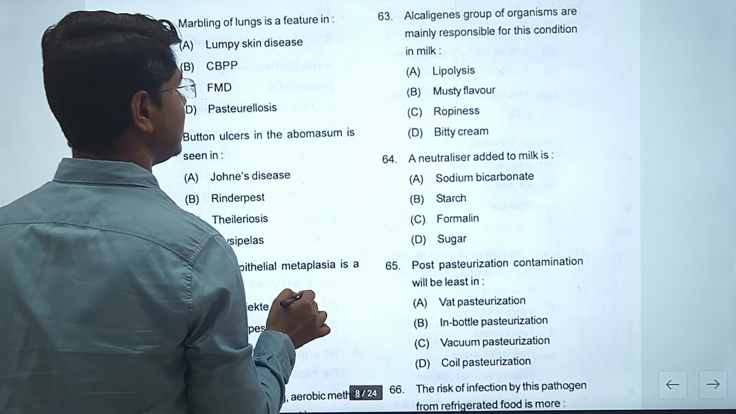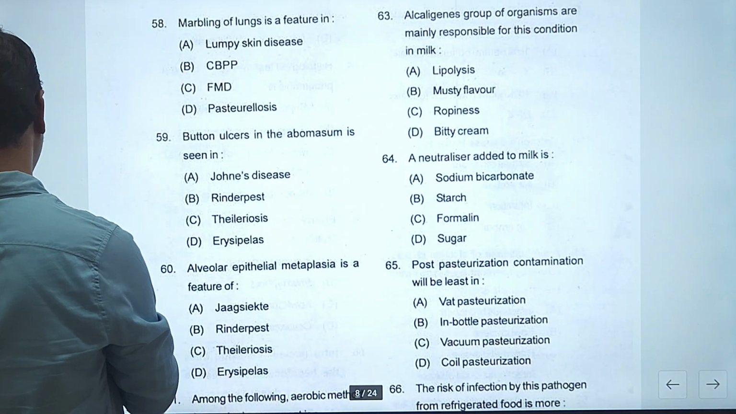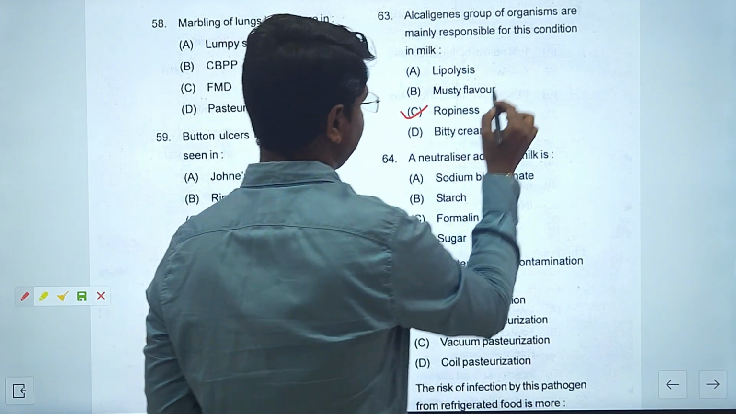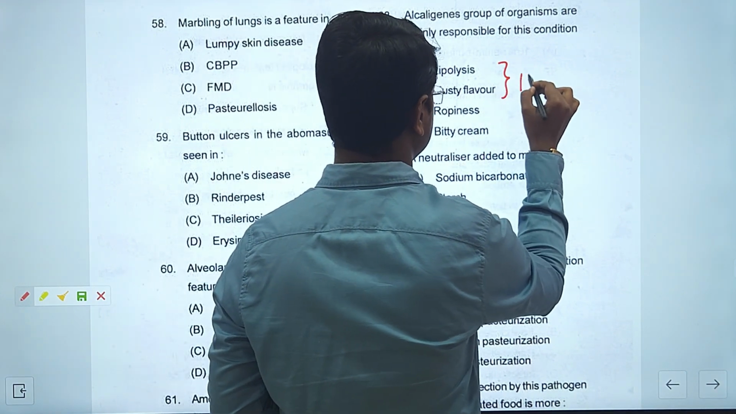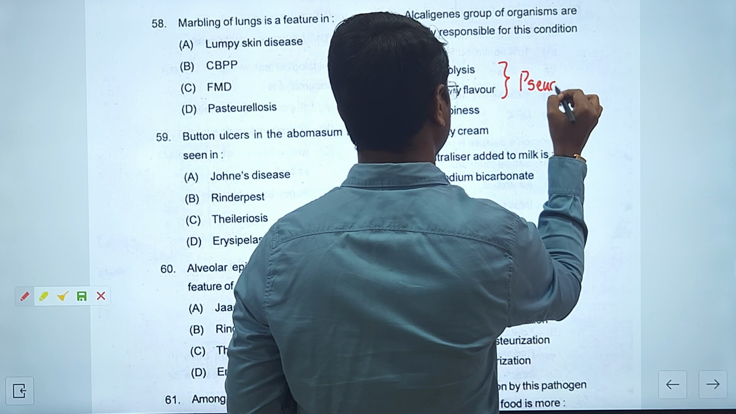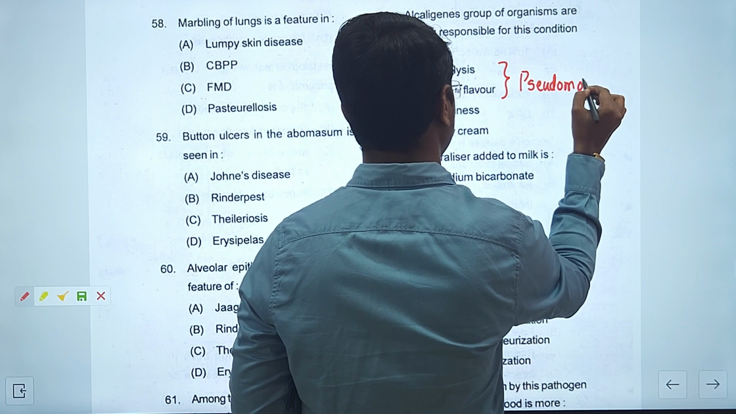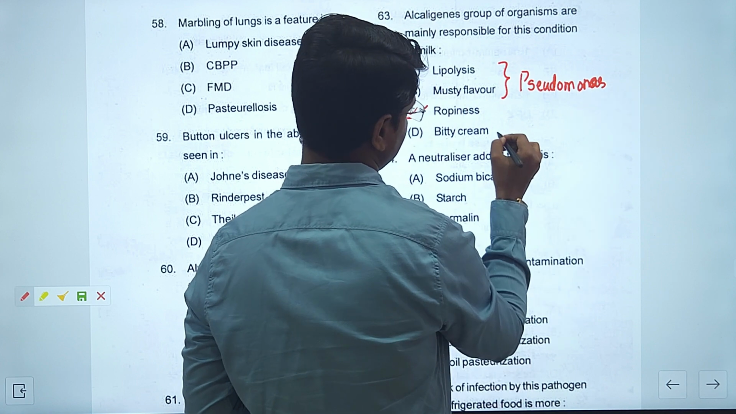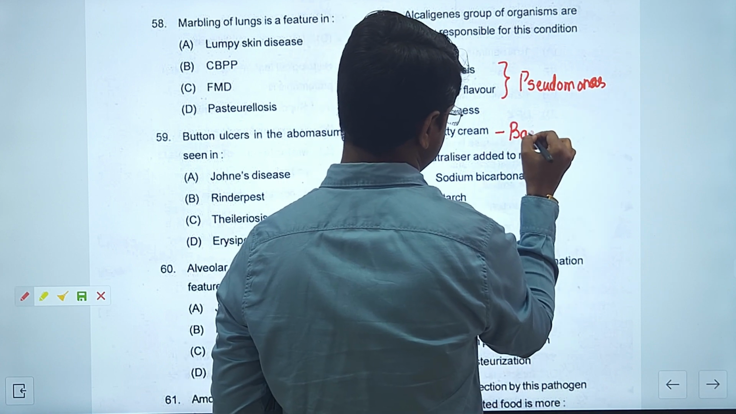Next, alkaligenous group of organisms are mainly responsible for the condition of ropiness. Alkaligenous causes ropiness. Lipolysis and the musty flavor are mostly caused by Pseudomonas. And the bitty cream, the bitty cream is caused by Bacillus.